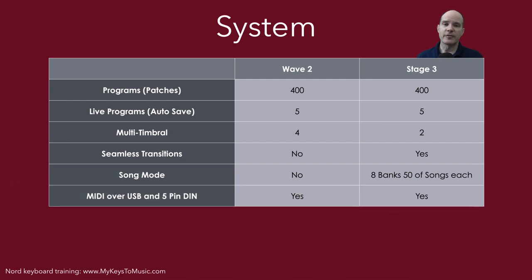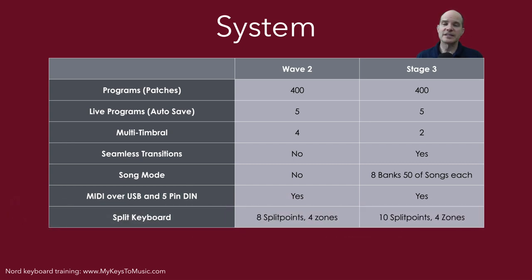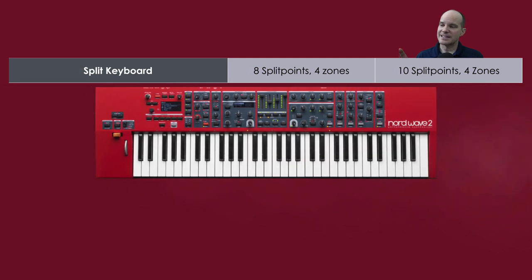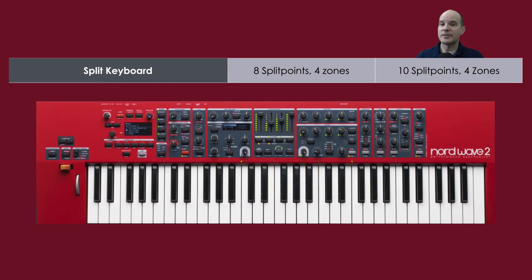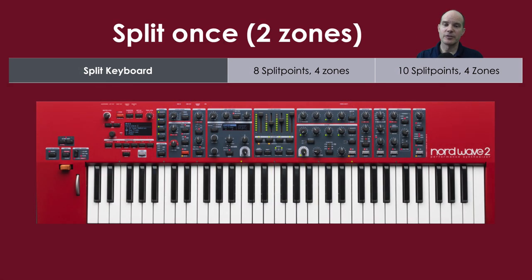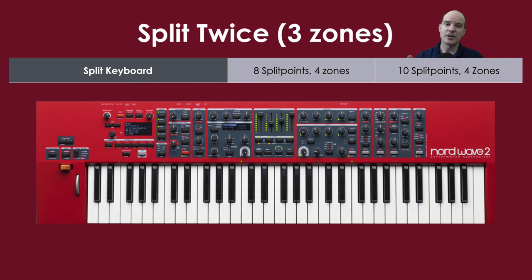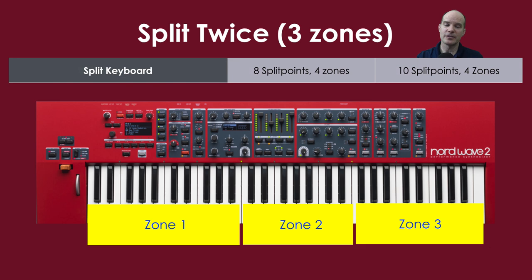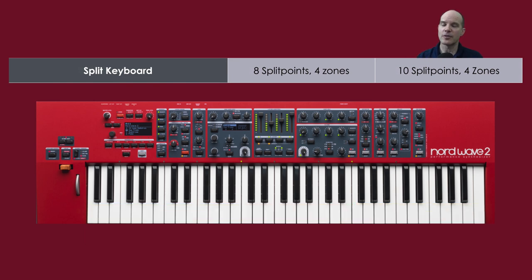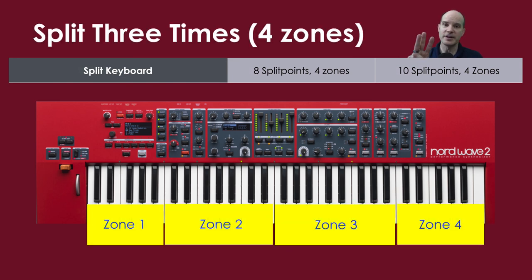They both have MIDI over USB and the 5-pin DIN in and out. They both can split the keyboard, although the splits work a little differently. First, the Wave 2 has 8 different areas, called split points, that you can split. And you can split up to 3 times. So you can split once, giving you a left and right zone. That would be 2 zones. You can split twice, giving you a zone on the left, a zone in the middle, and a zone on the right. That would give you 3 zones.